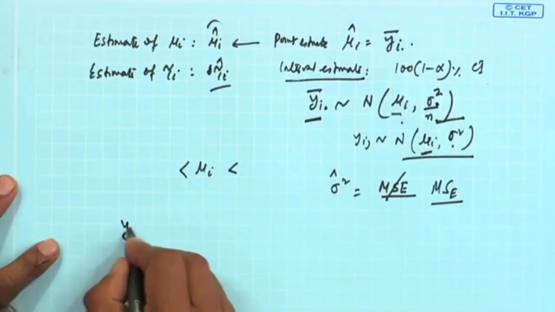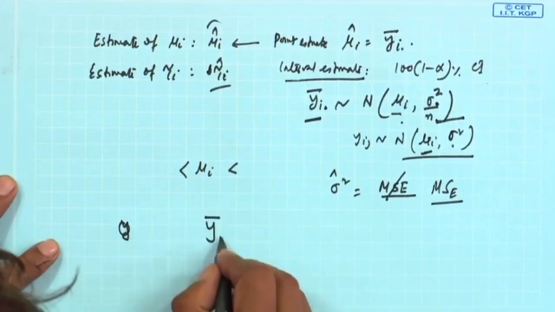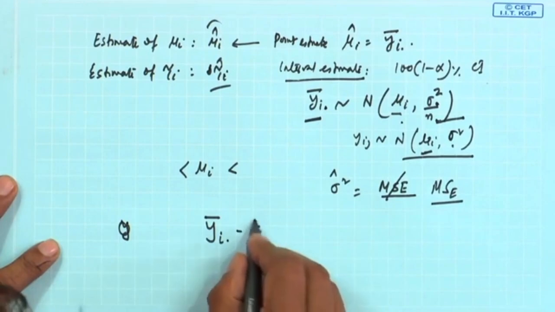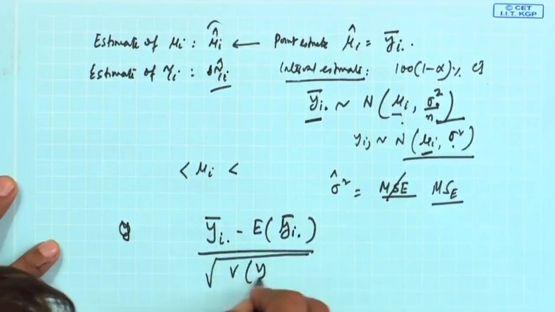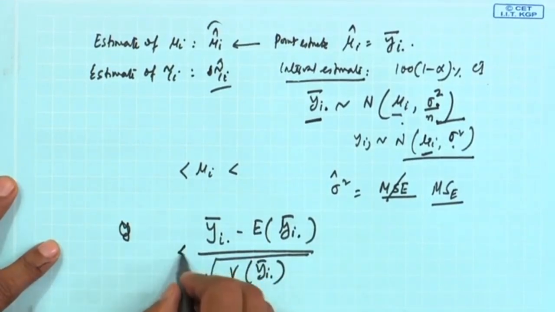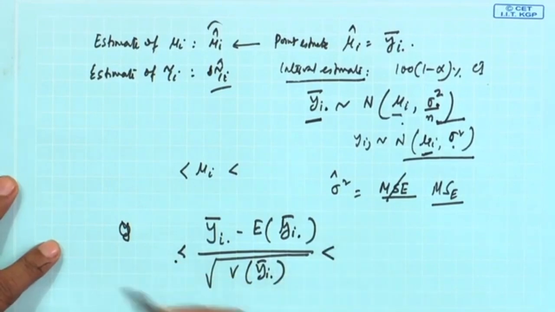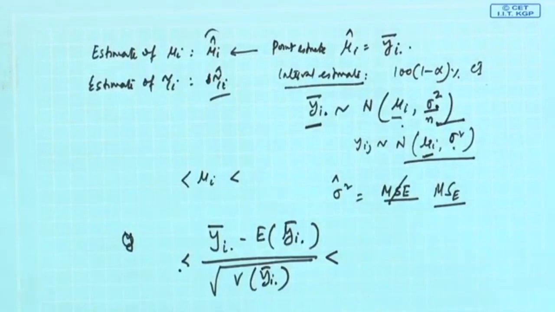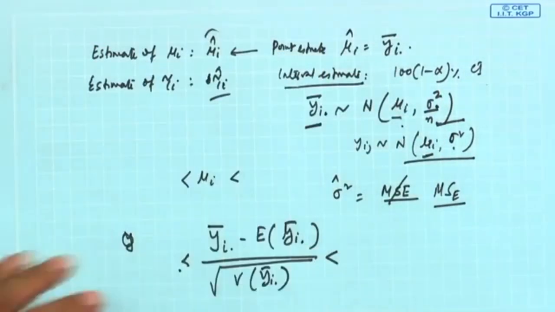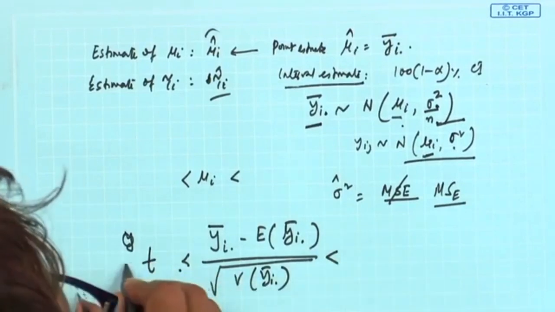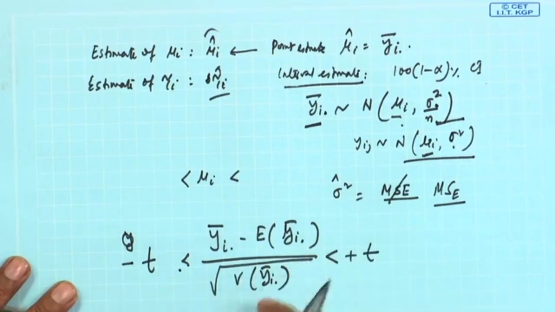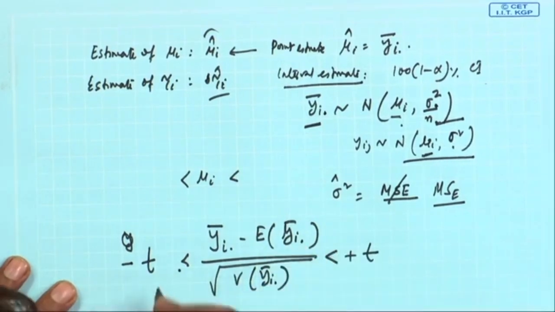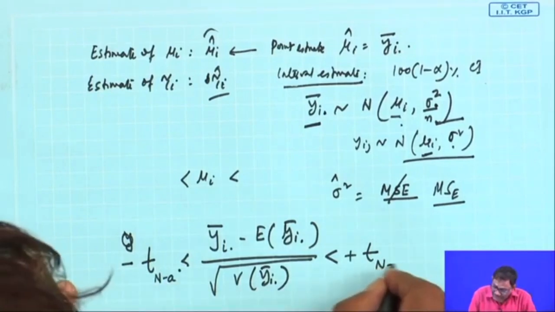So, if I create my random variable y i dot bar minus its expected value divided by square root of variance, then this will follow which distribution? Here sigma is not known, so it is estimated, and it follows a t distribution, minus t to plus t. What will be the degrees of freedom for t? What is available after calculation of the parameters like variance? That means your degrees of freedom will be n minus a here.